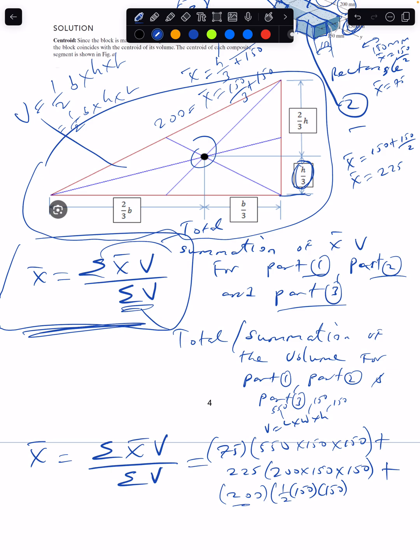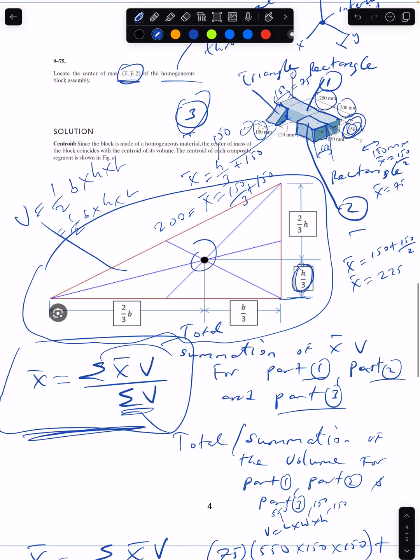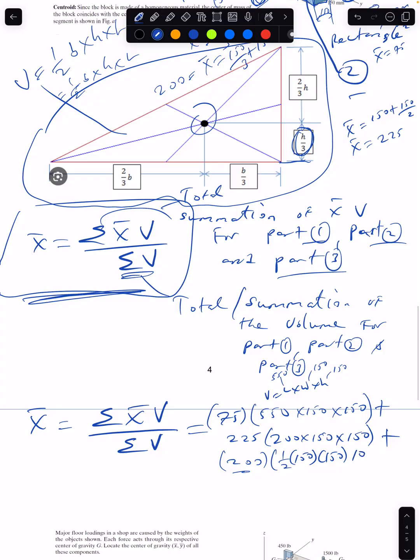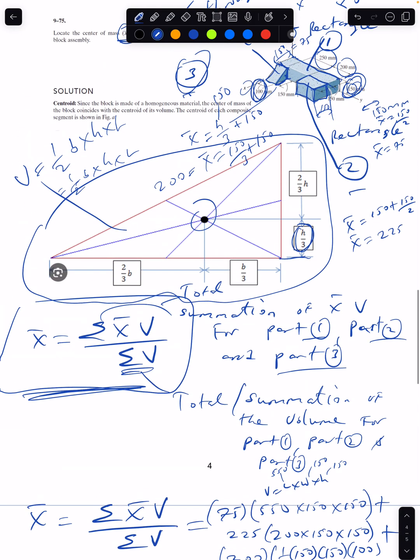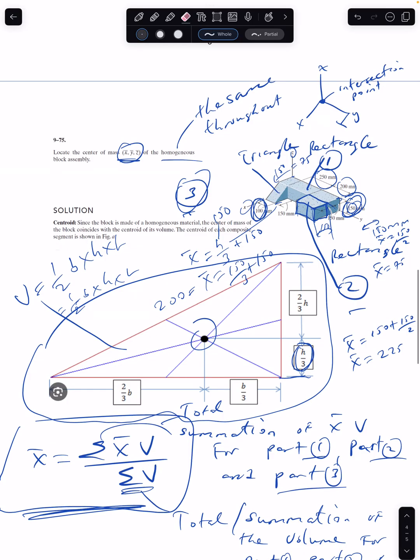What is the length? The length is this side, which is 100. The length is 100. And that is how I get my X bar and the volume for the respective parts from the reference point. And where is the reference point? This point of intersection is always the reference point.